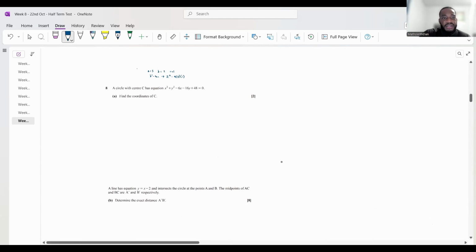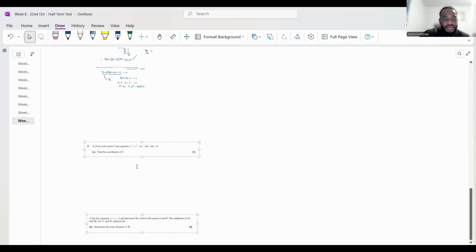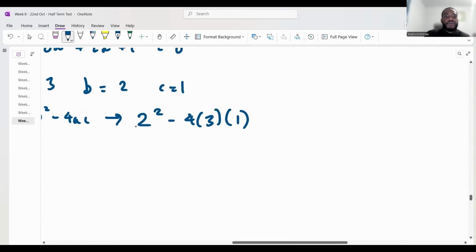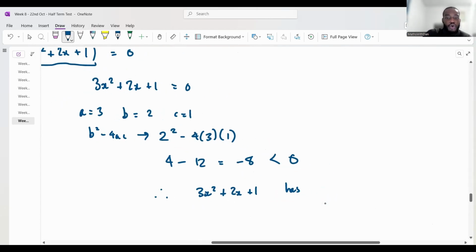Whoops. I'm always running out of room. That is so annoying. Okay. Whoops. Okay, perfect. All right. So continuing, yeah, that's gonna be 4 minus 12, no? That is equal to minus 8, which is less than 0. So therefore, 3x squared plus 2x plus 1 has no real roots or no real solutions.